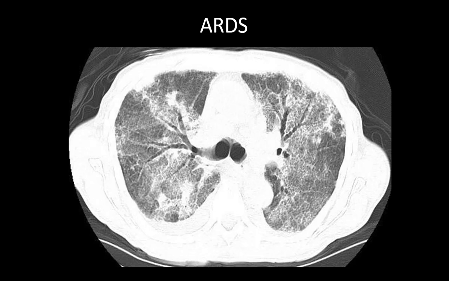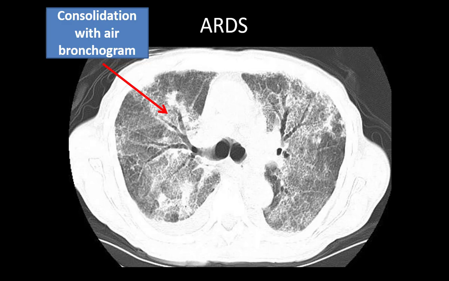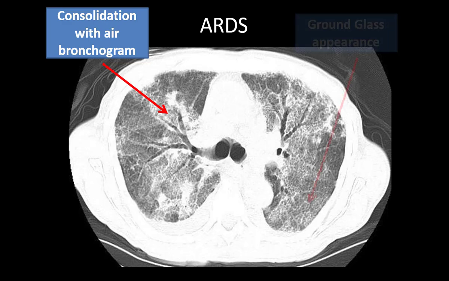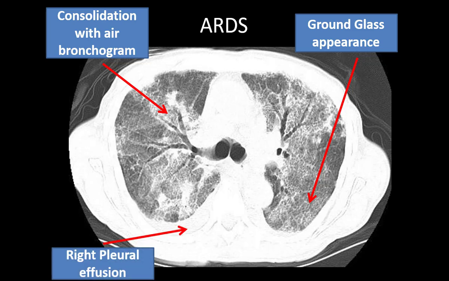This is how an ARDS CT looks like. You see ground glassing, multiple patchy consolidation with bronchovascular markings. So consolidation with air bronchogram. And you can see a thin rim of right pleural effusion also.